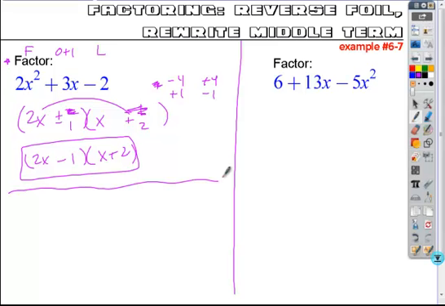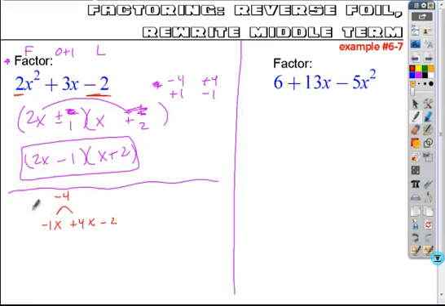Okay, now, if you're going to use the rewrite the middle term method, which also is fine, you can take your leading coefficient times your constant. 2 times a negative 2 is negative 4. What two factors of negative 4 have a total sum of positive 3? Plus 4 and minus 1. So if I rewrote my middle term as the sum of those, it would still equal plus 3x.